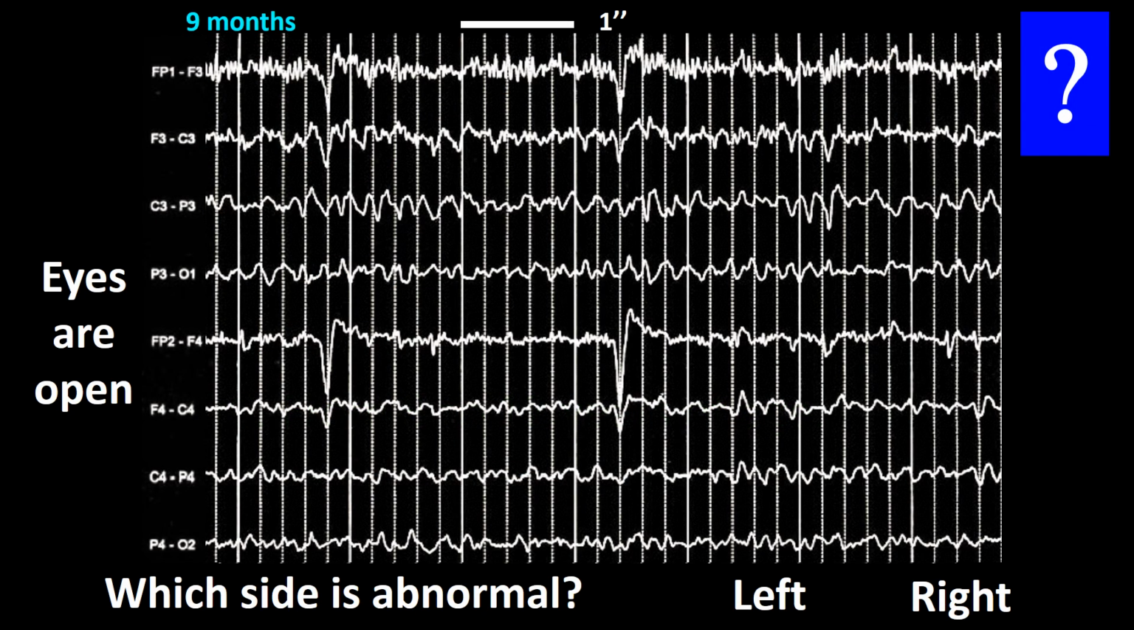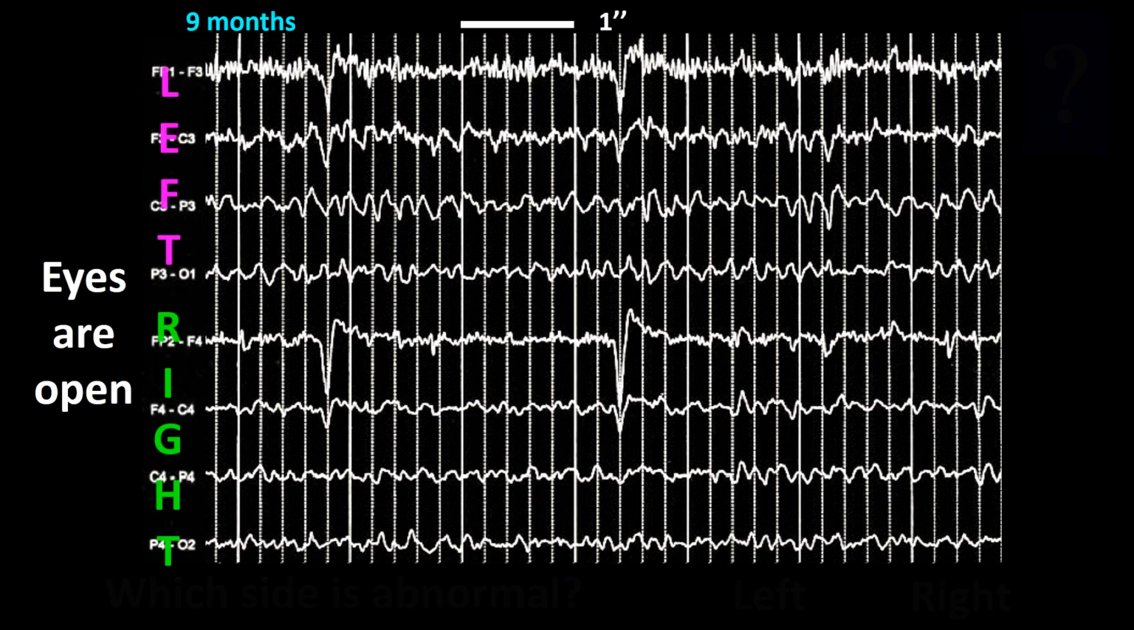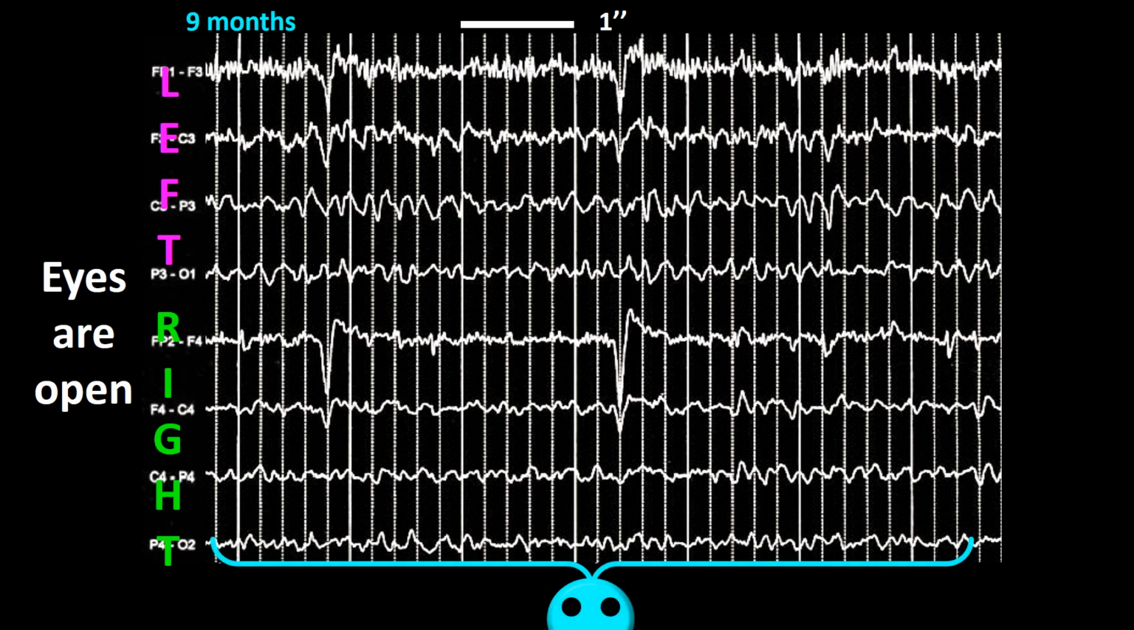Take a few seconds to look at this epoch and decide whether the abnormal side is the left or the right. Left is on top and right on the bottom, as recommended by the Academy of Neurophysiology. The patient is blinking, but the eyes remain open after the blink.